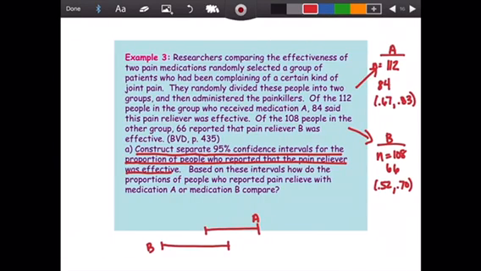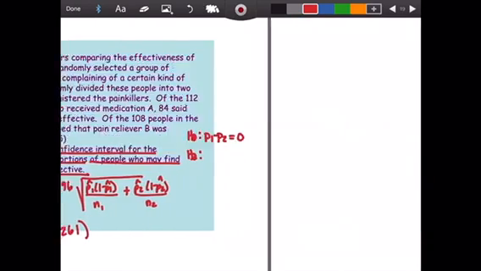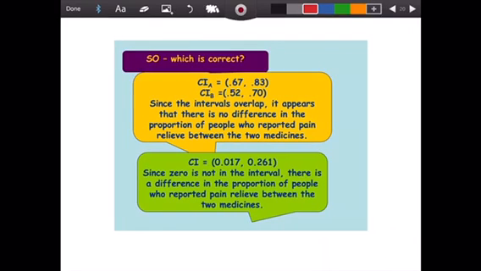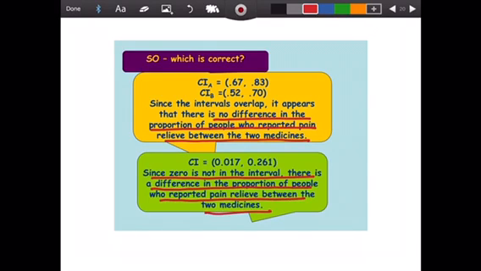But over here, we said there was probably no significant difference in pain relief because of the overlapping intervals. So which of those two conclusions happens to be correct? If the intervals overlap, we would say there's no difference in the proportion of people who reported pain relief. But if 0 is not in our confidence interval, we say there is a difference in the proportion of people who reported pain relief. So which is correct?